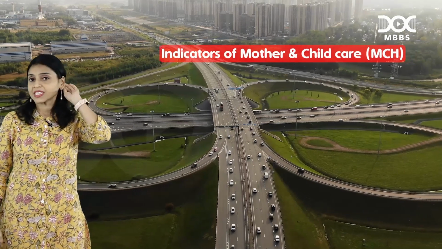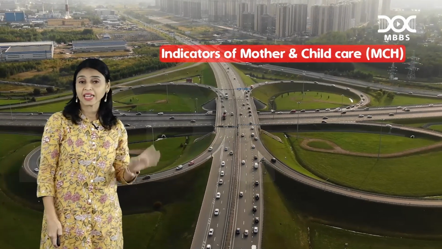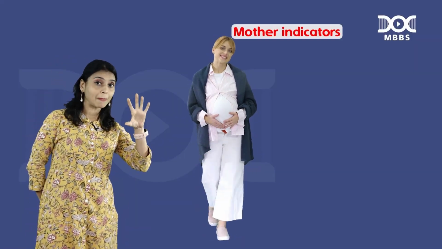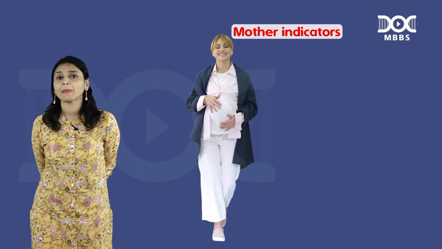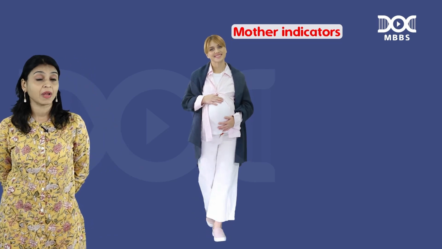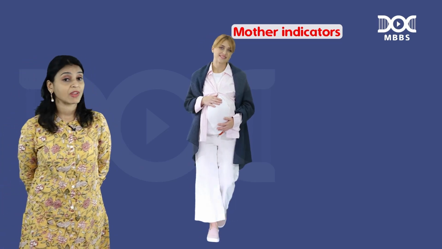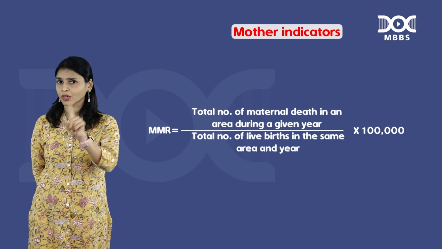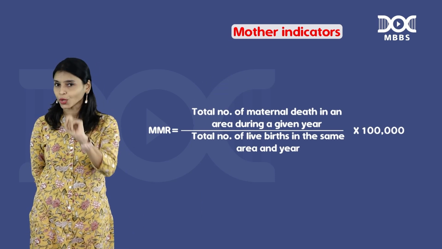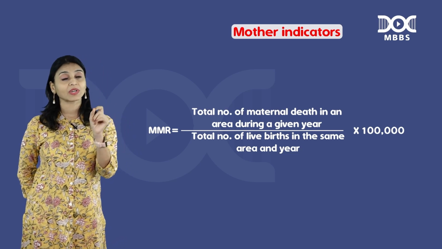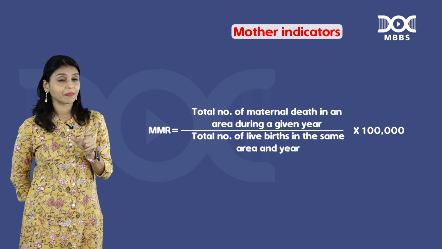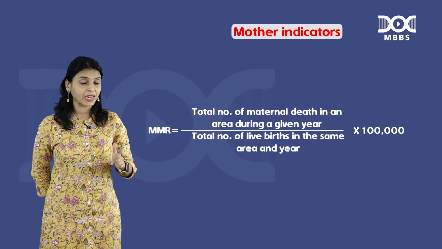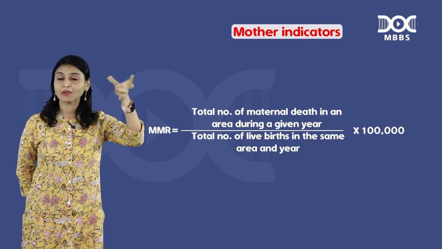Okay, so let's see what are the mother and child indicators. We'll start with the mother indicator first. Which is the mother indicator? The most important is MMR. What is the full form of MMR? Maternal mortality. What is R? Not rate, it is ratio. Okay, maternal mortality ratio. Ratio means you have a numerator and denominator, and the numerator is different from the denominator.